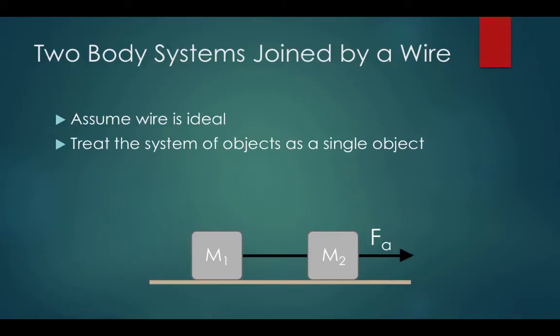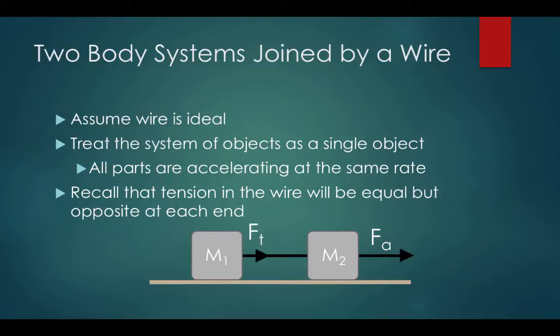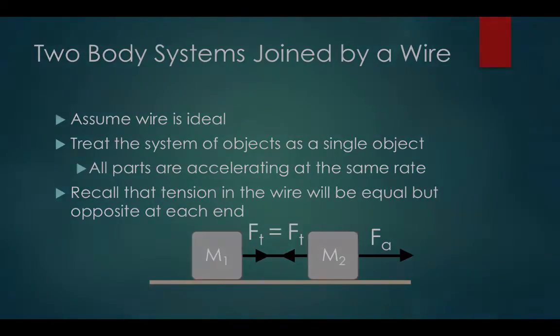In certain situations, we can group the two masses into a single mass for our calculations. All parts are accelerating at the same rate. Recall, tension at both ends of the wire will have the same magnitude, but in opposite directions. They are equal but opposite.